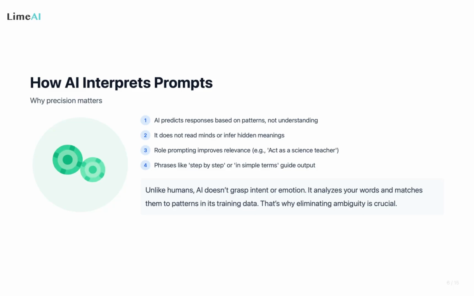So remember, AI reads words, not minds. The more clearly you define your request, including audience, tone, and format, the better the result. In the next section, we'll see real examples of how tweaking a prompt changes the output.